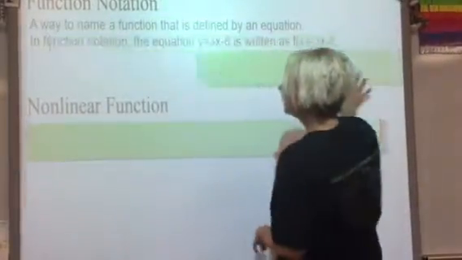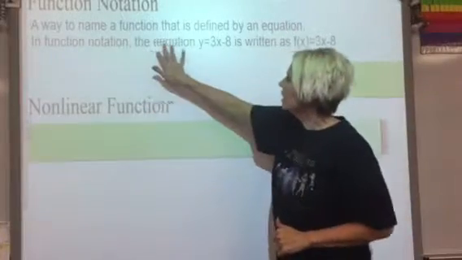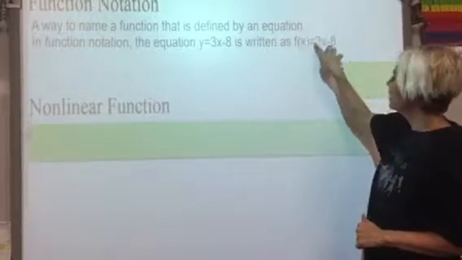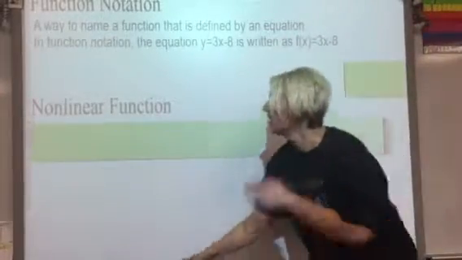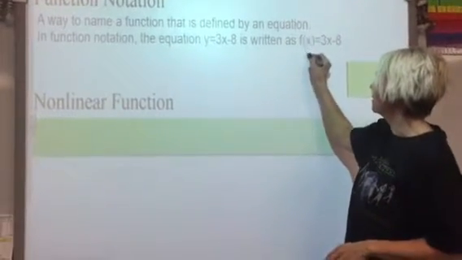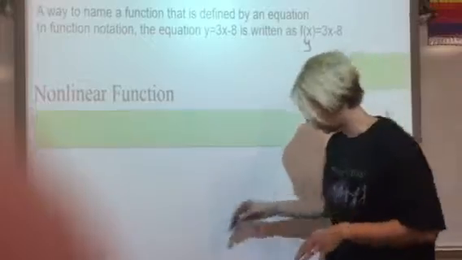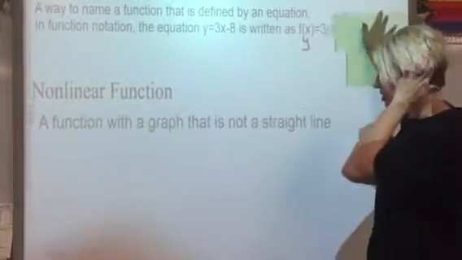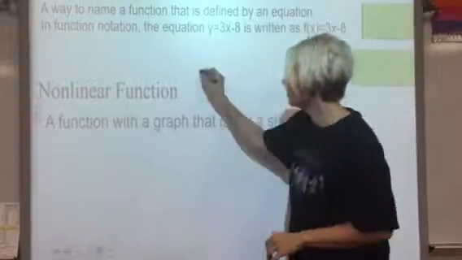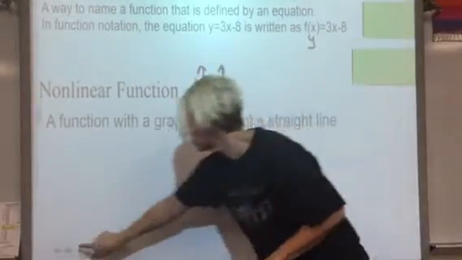Function notation is a way to name a function that is defined by an equation. In function notation, the equation y equals 3x minus 8 is written as f of x equals 3x minus 8. Nothing has changed. This y is now f of x, but it still means y, okay? It's just function notation. A nonlinear function is a function with a graph that is not a straight line. So it might be a parabola like this. We'll be working with those a lot this year.